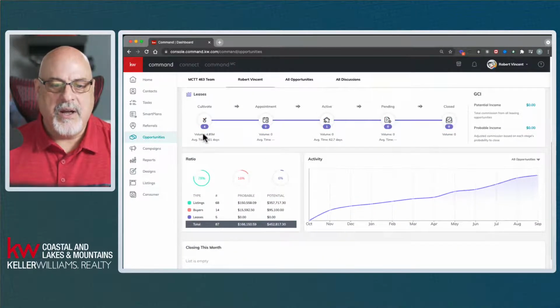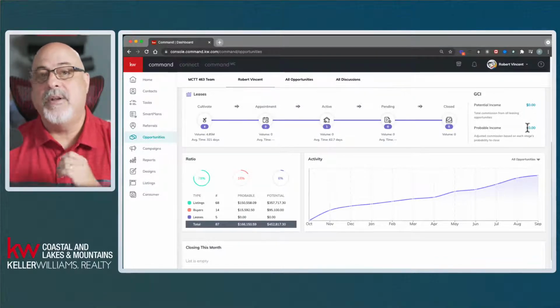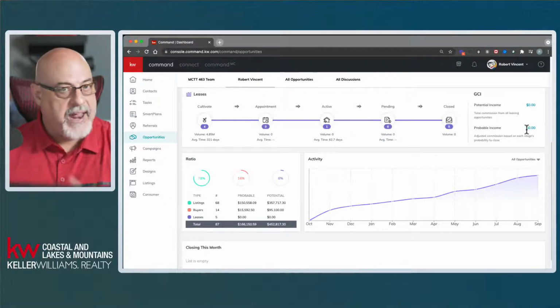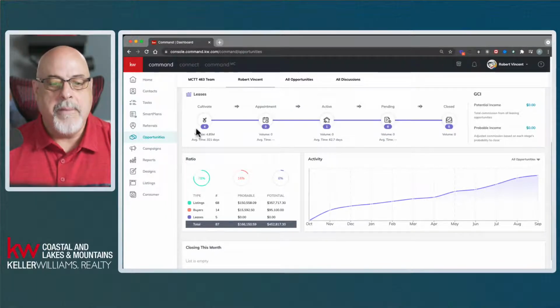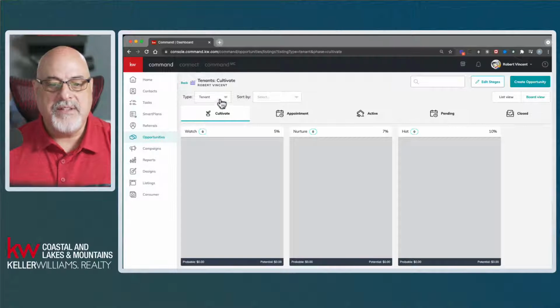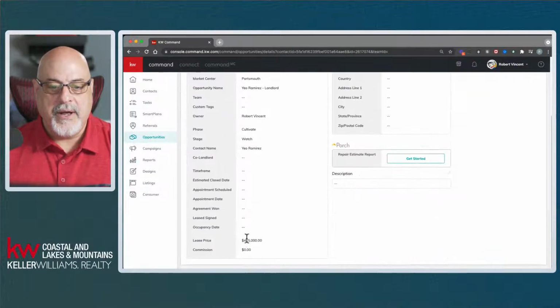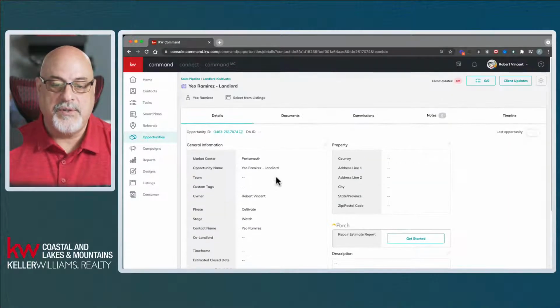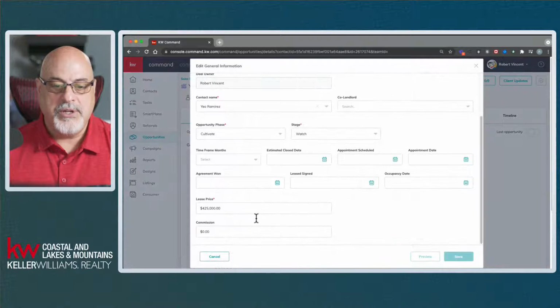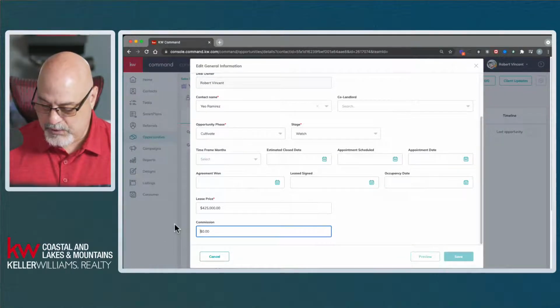In my leases area, I've got 4 in cultivate and 1 in active. And because these numbers are zero, I guarantee you, if I open up any of those opportunities, the amount of money listed in the value of the properties involved is zero. If I go to Ramirez here and come down to the bottom, there's a lease price, but a 0 on the commission. Those two numbers, 0 times whatever, is 0. So if I put a number in the commission here, let's say the commission is going to be 3%.